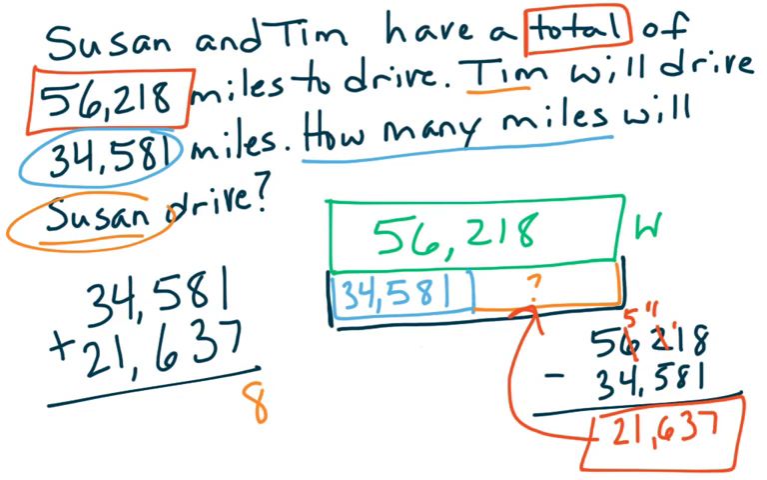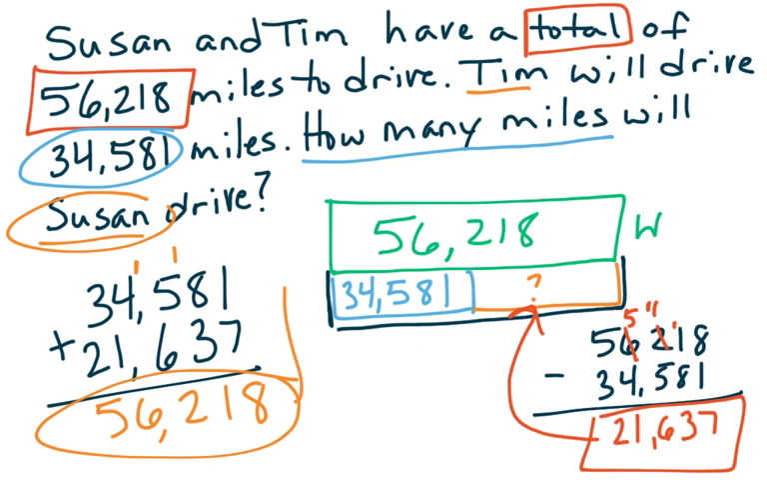So I'm going to go ahead here and I'm going to add. 1 plus 7 is 8. 8 plus 3 is 11. Carry my 1. 5 plus 1 is 6. 6 plus 6 is 12. Carry my 1. 1 plus 4 is 5. Plus 1 more is 6. And 3 plus 2 is 5. When I take a look at this sum, it does equal my whole, so I know that I did my work correctly. Susan is going to drive 21,637 miles. So that would be my answer down here in black.